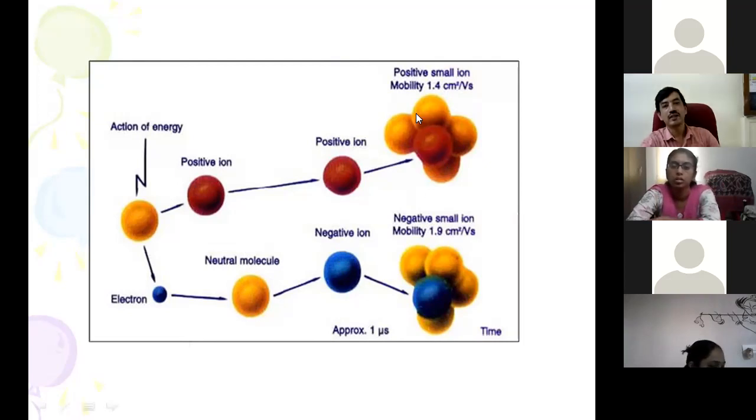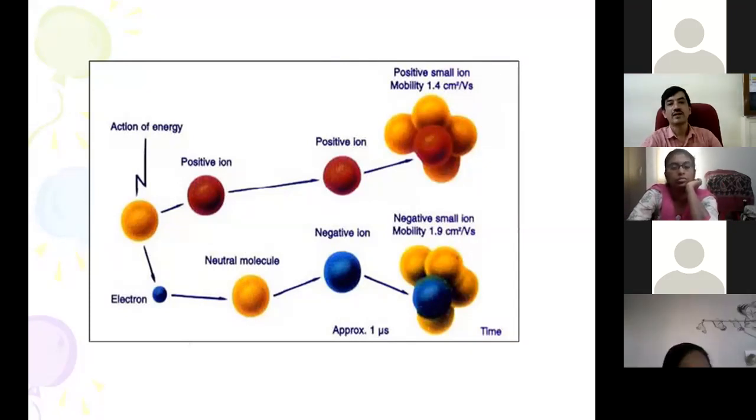Later, these small ions will surround themselves with so many neutral atoms and molecules. They will become intermediate ions and large ions. These small ions have higher velocity and mobility in the atmosphere. They will lead to atmospheric electrical conductivity.